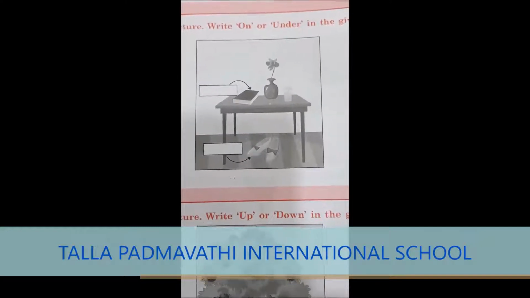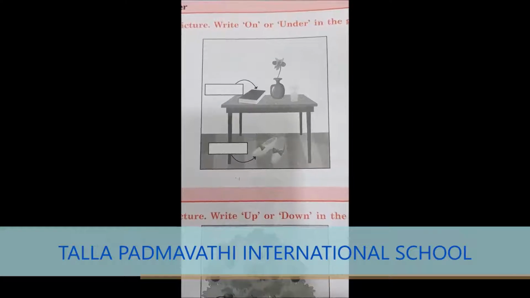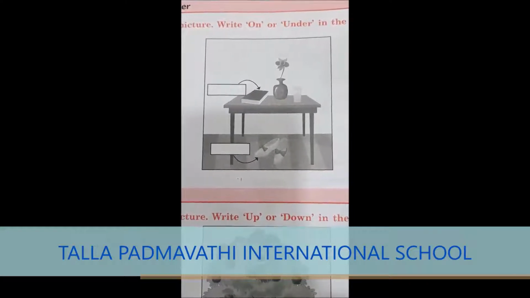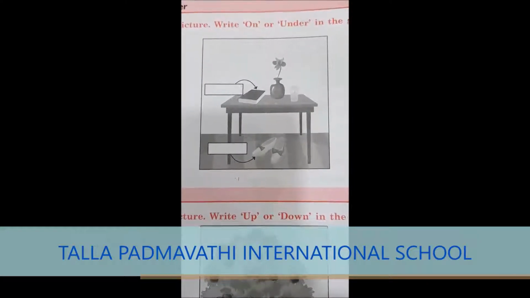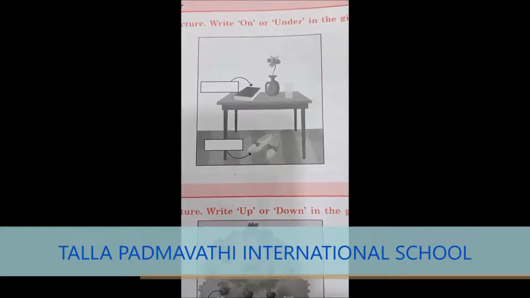So children, here is a little homework for you. Try this experiment in your home and write what are the things which are on the table and what are the things which are under the table.